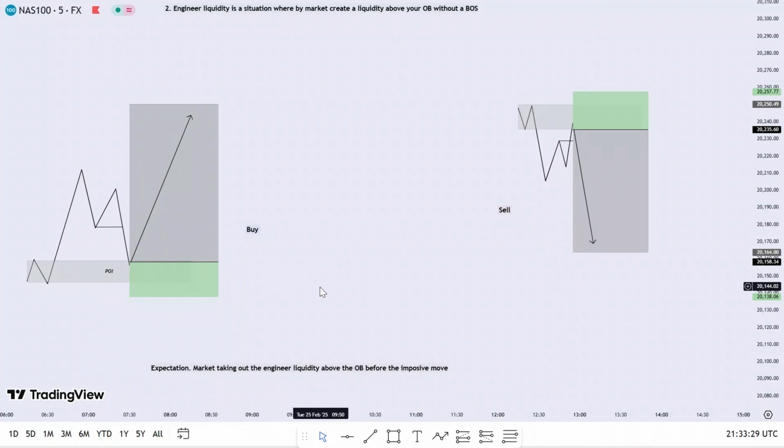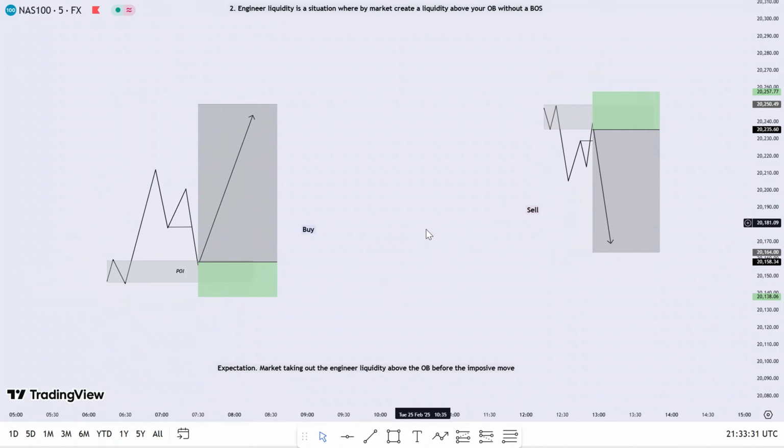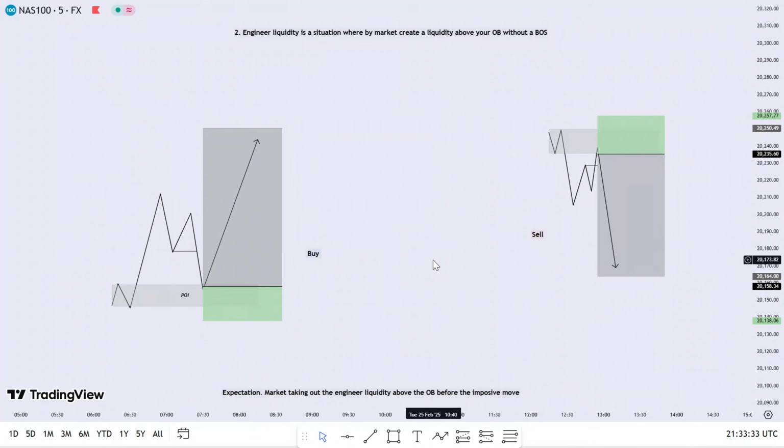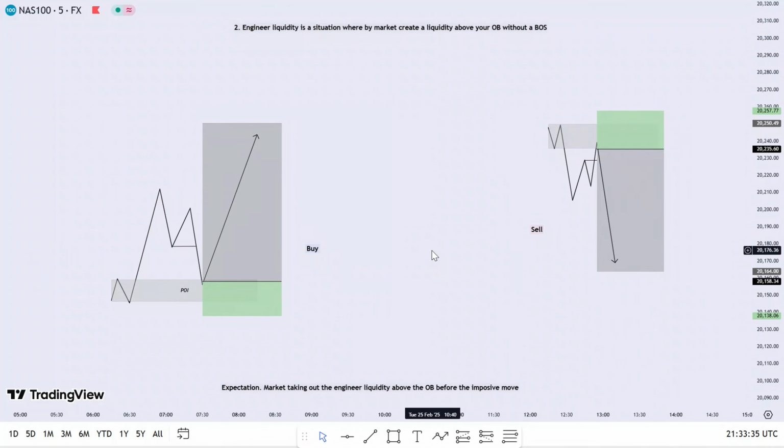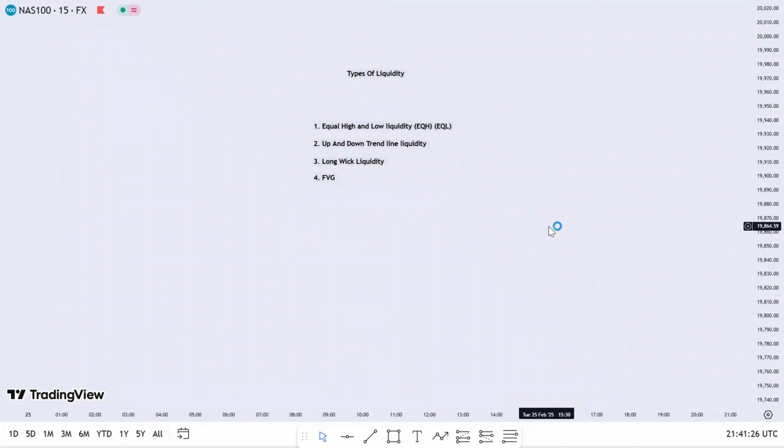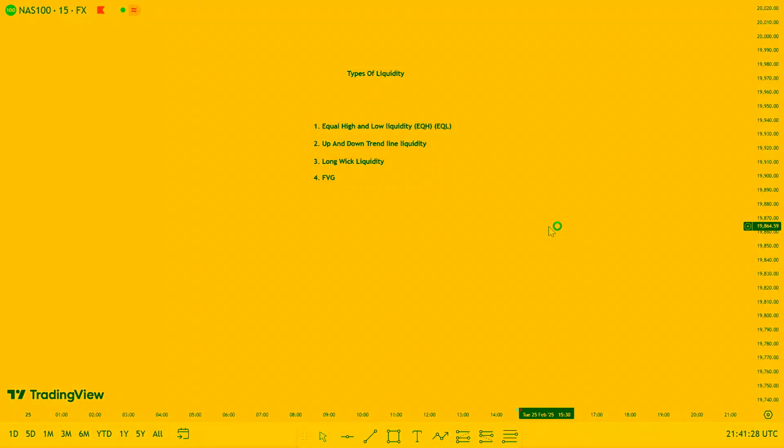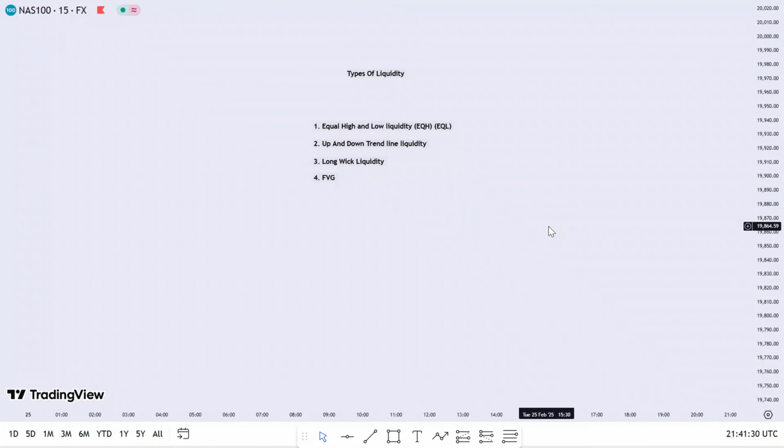Okay, so these are my two entry models. We have the structural liquidity and the engineered liquidity. So up next we'll move to the types of liquidity. I'm going to be showing you guys the types of liquidity that we have in the market, or at least the commonly used liquidity.